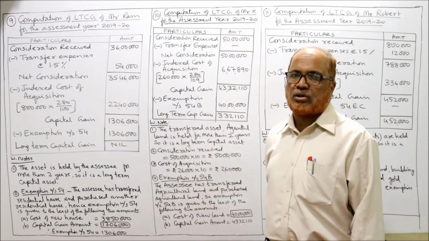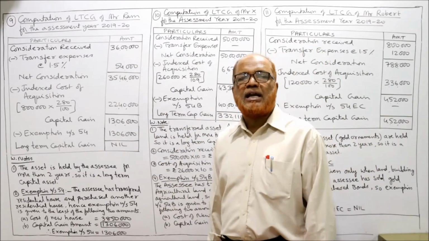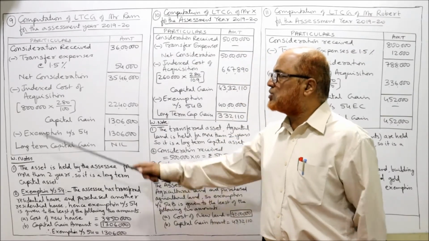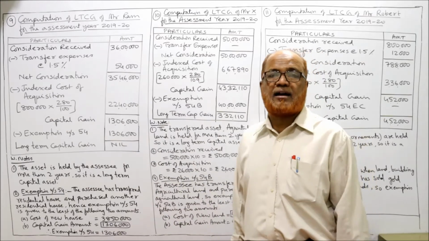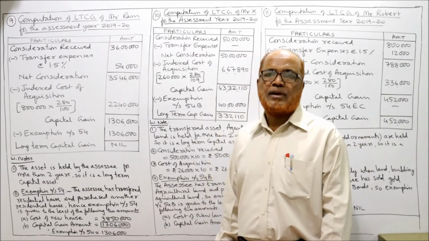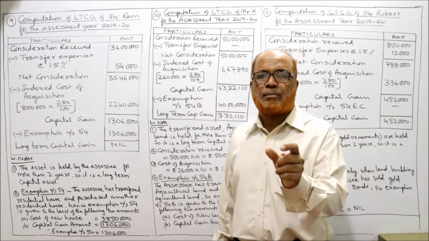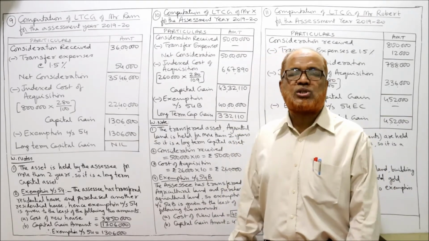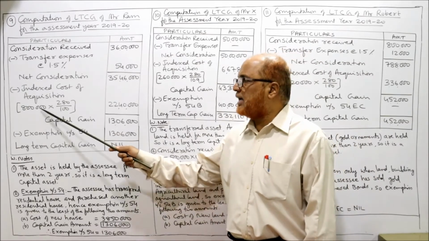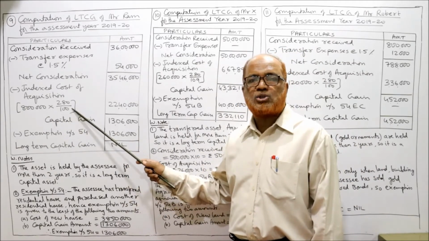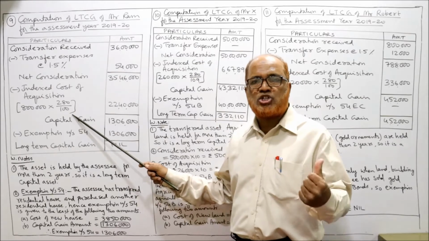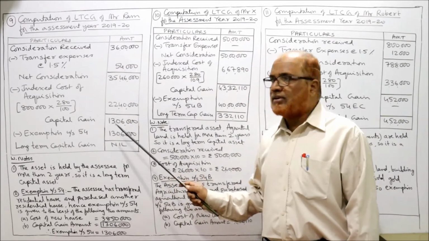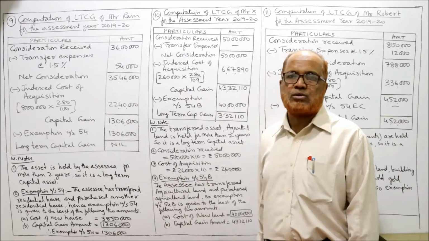Net consideration we got. From net consideration we subtract the indexed cost of acquisition. So what is the actual cost of acquisition? He has purchased for 8 lakh 16 years ago, and at that time the index number was 100, given in the problem. So how to calculate the indexed cost of acquisition? Take the actual cost 8 lakh into current year index 280 divided by index of purchase year 100. So we'll get 22 lakh 40,000. Deduct it, we'll get the capital gain 13 lakh 6,000.